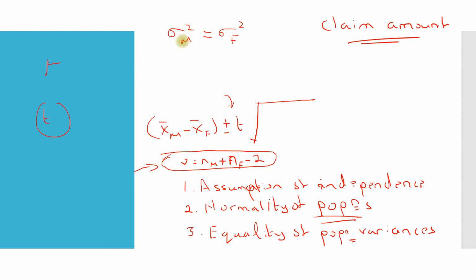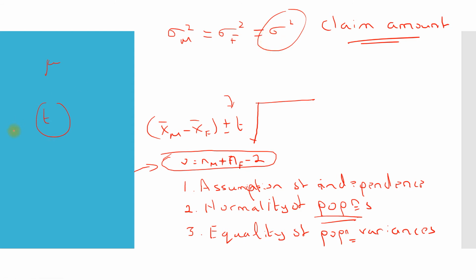If both population variances are equal, there is kind of no need for the subscript because we don't differentiate them in that sense. So it becomes just as if we are estimating only one value. Let's take it as sigma squared.